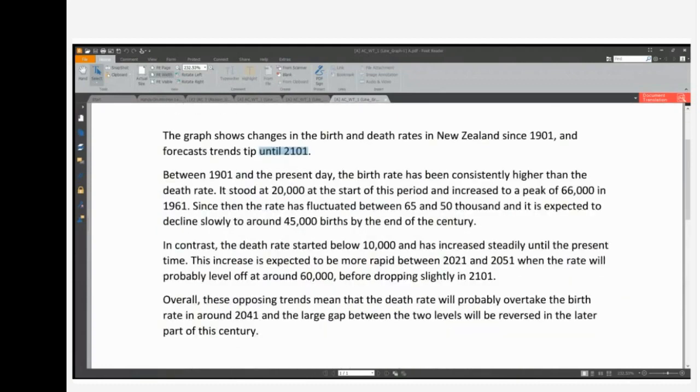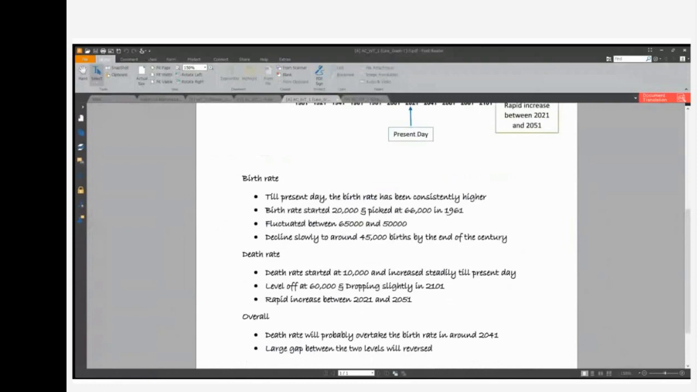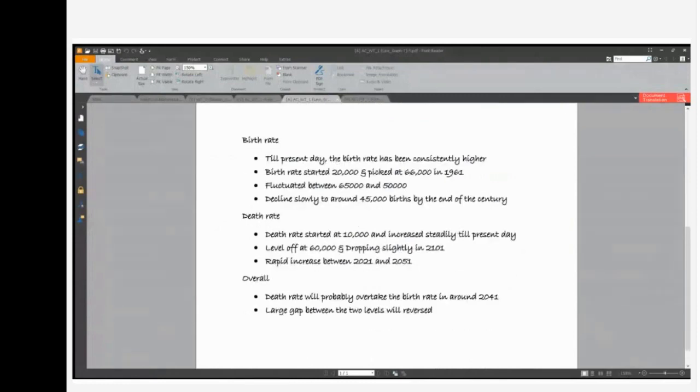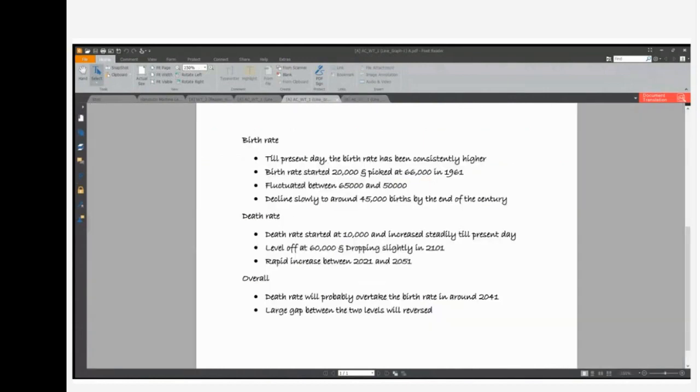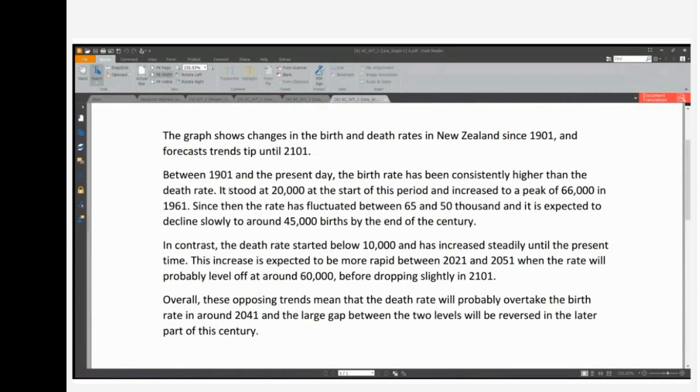Then we have already prepared the ideas that you're going to write, and we're going to just describe those things one by one. So between 1901 and the present day, the birth rate has been consistently higher than the death rate, as we have planned here in this line. So we're just going to write a proper sentence out of this planning. So you're going to write this one. It stood at 20,000 at the start of this period and increased to a peak of 66,000 in 1961.